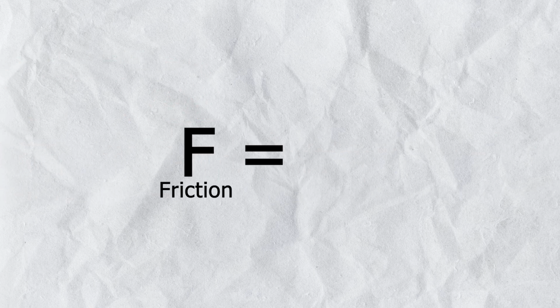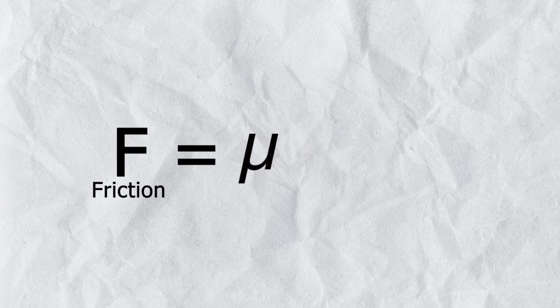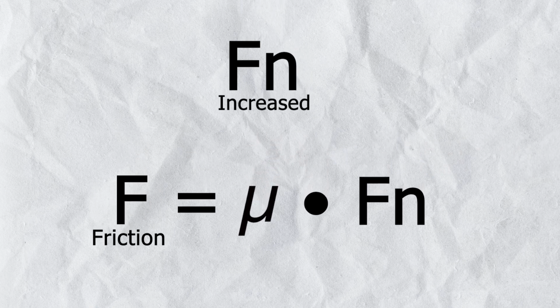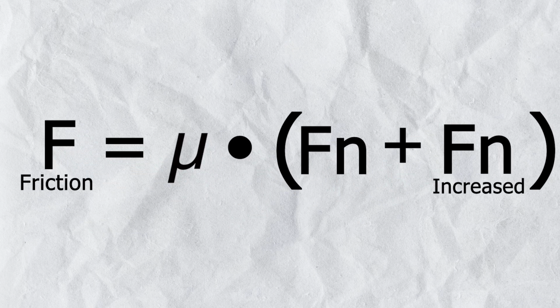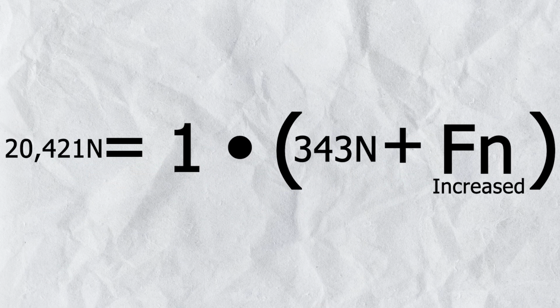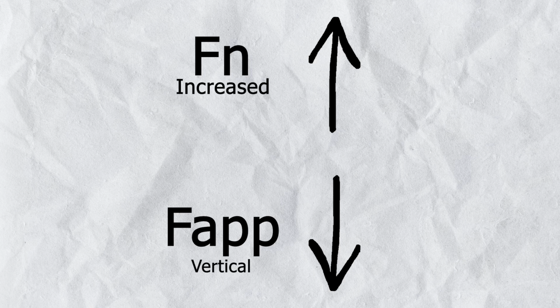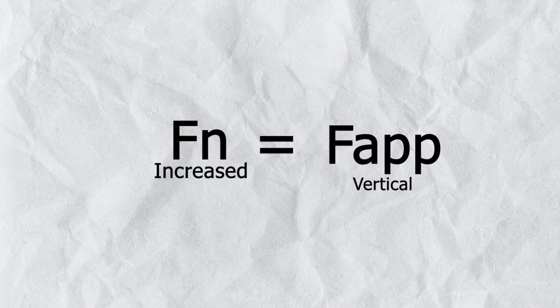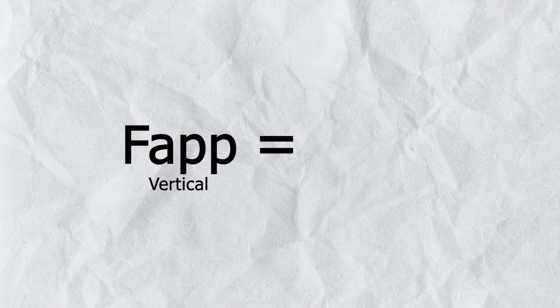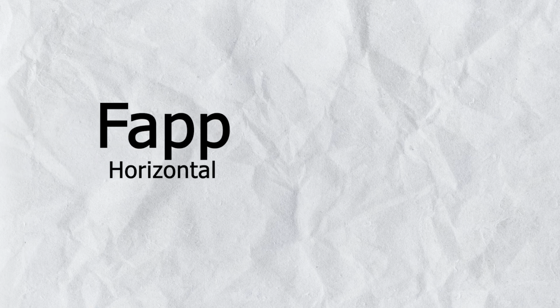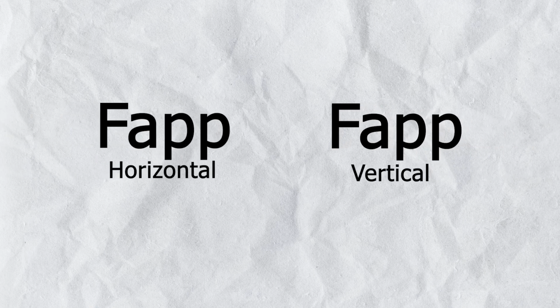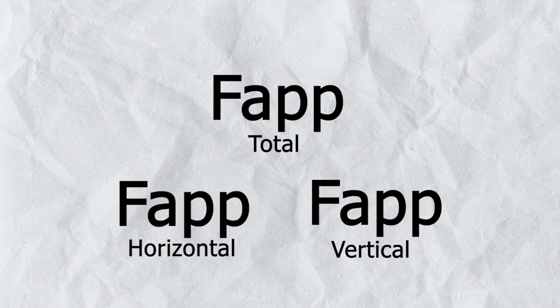We know that the equation for friction is the coefficient of friction multiplied by the normal force. But when considering the normal force from the vertical applied force on top of Sonic's original normal force, our equation changes into this. Once again, we can substitute all known variables and use algebra to get this value. And since the increased normal force is the reaction to the vertical applied force, we know that they must be equal in strength. Therefore, the vertical applied force is 20,078 newtons. Now, we have both the horizontal and vertical applied force, so the final step to finding Sonic's total applied force is to combine the two.